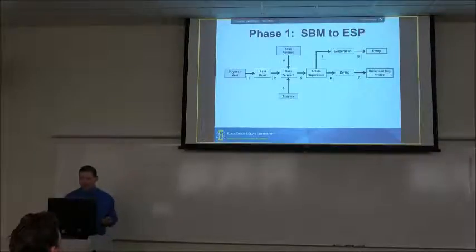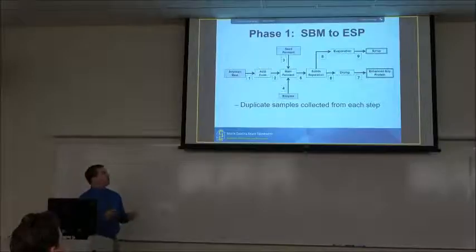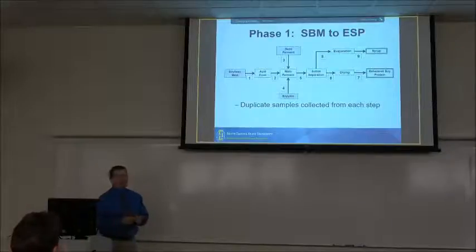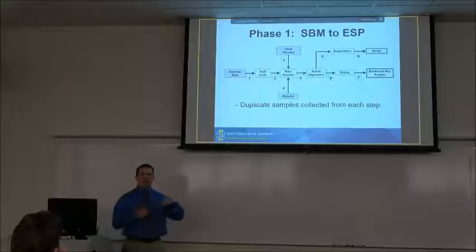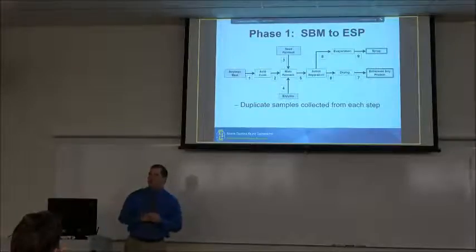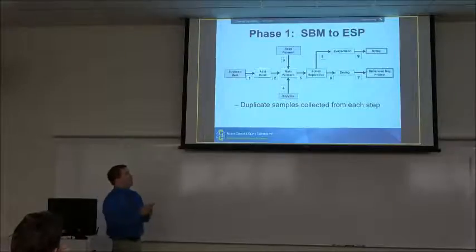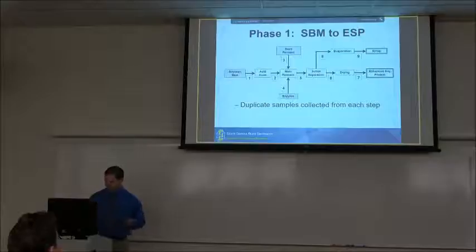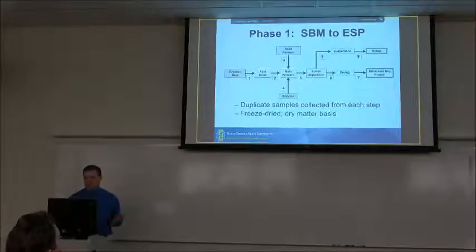So the objective now is to pull duplicate samples from each of these points, from the original ingredients and also between each step, to determine what is occurring to the isoflavones. Are they being switched between the derivatives, from glucosides to aglycones? Or are they being lost? Are we losing them out into our secondary products? Or are they being maintained, and at what levels are they being maintained in our enhanced soy protein?